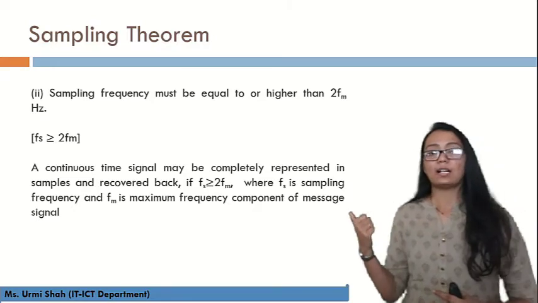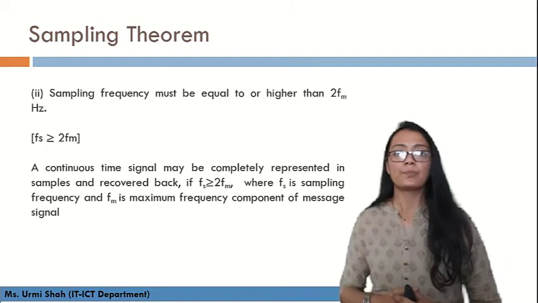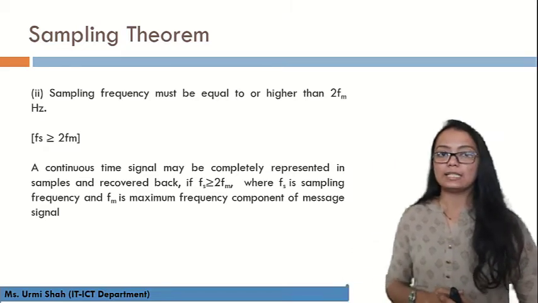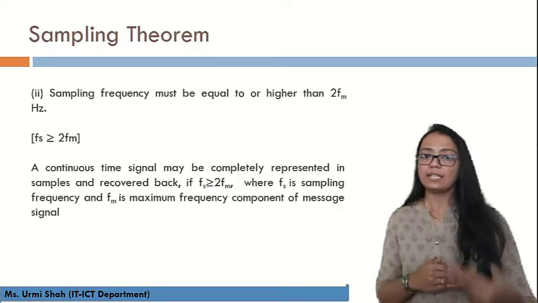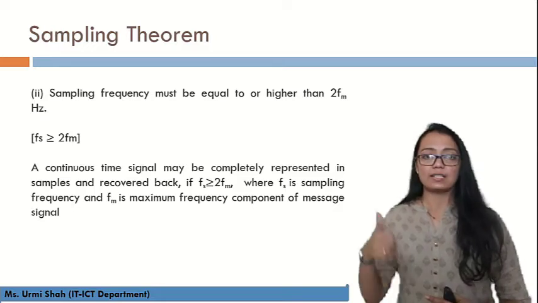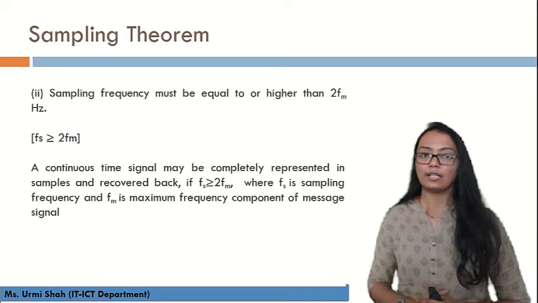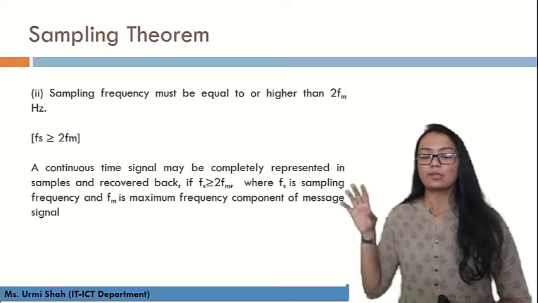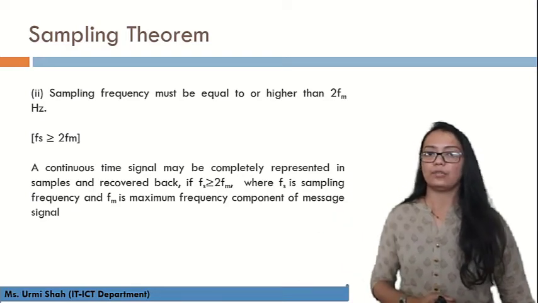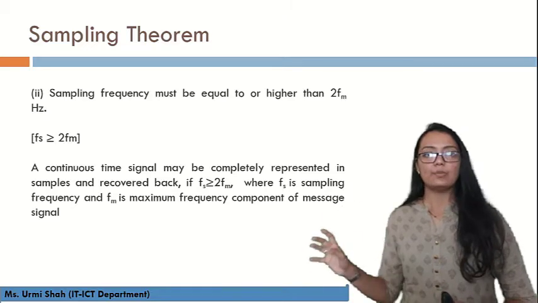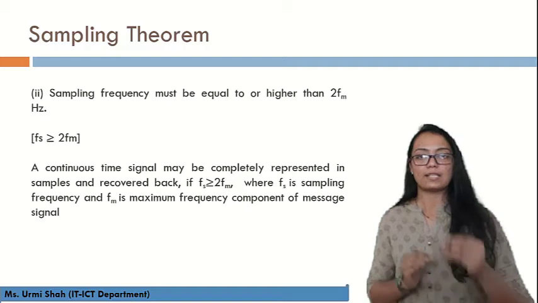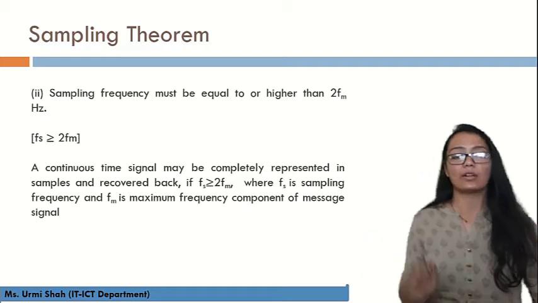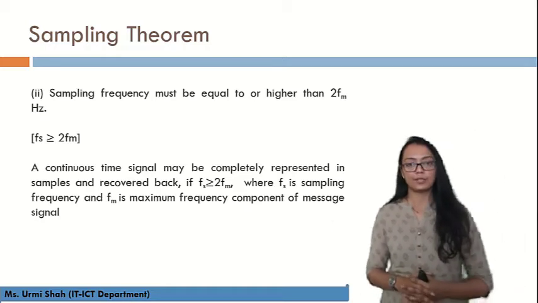Now basically, a continuous time signal may be completely represented in sample form and it can be recovered back if fs is greater than or equal to 2fm. Here fs is our sampling frequency and fm is the maximum frequency component of the message signal. So this is what the sampling theorem actually means.